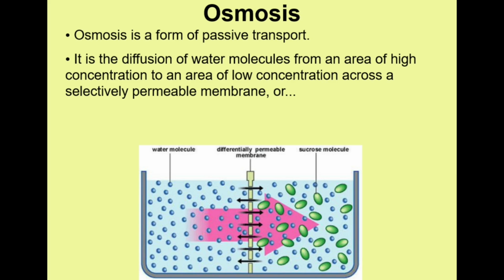Solutes, so those things that dissolve in water, have a big impact on how water diffuses across our membranes. So there is a second way that we can define osmosis. The first way is what we've just covered. So it is the diffusion of water molecules from an area of high concentration to an area of low concentration across a selectively permeable membrane.